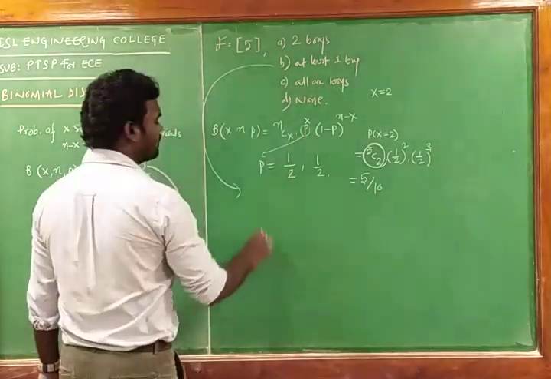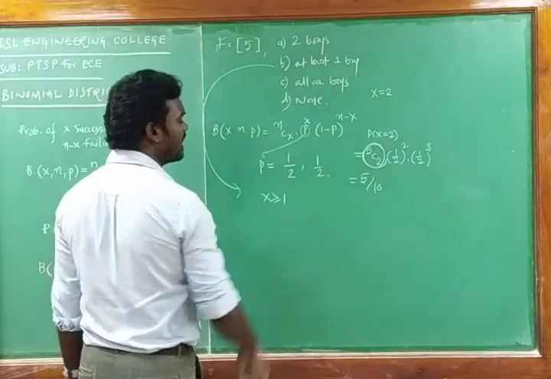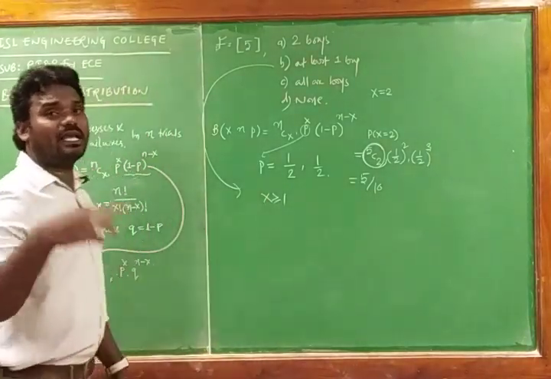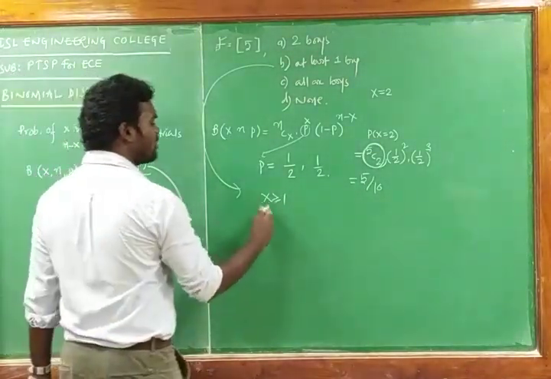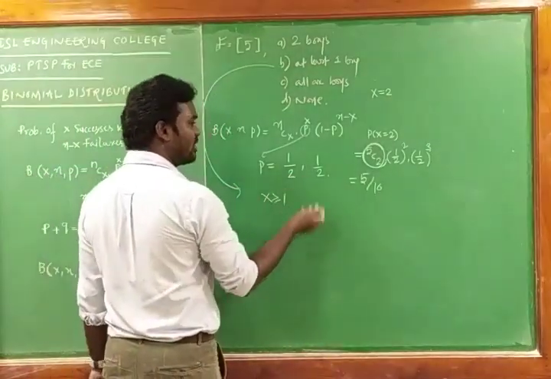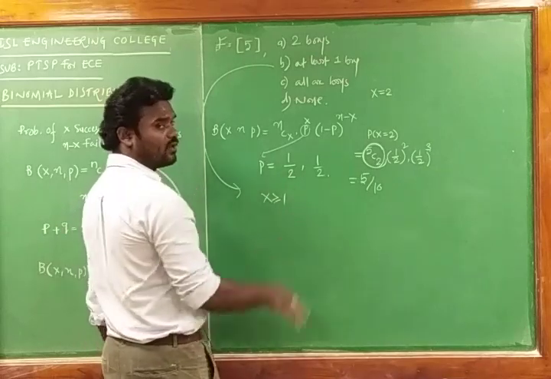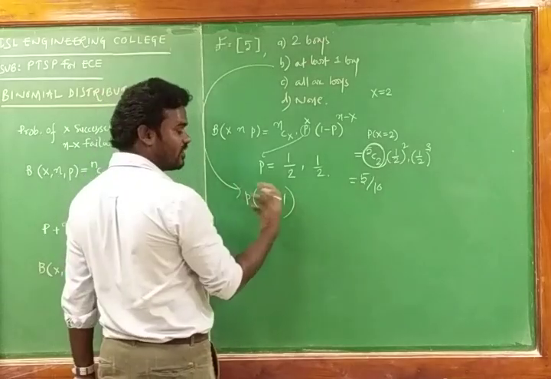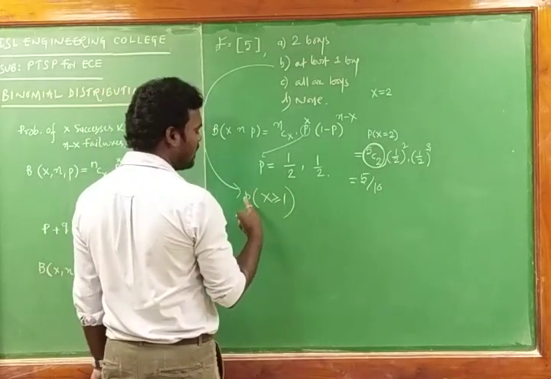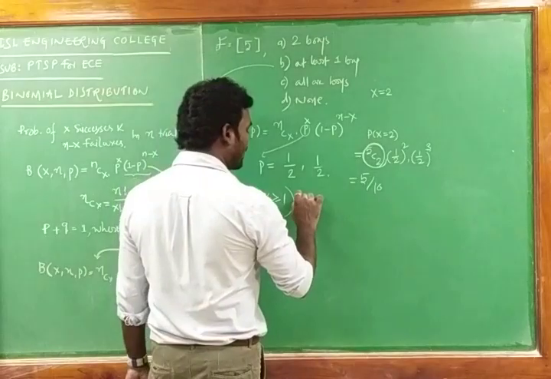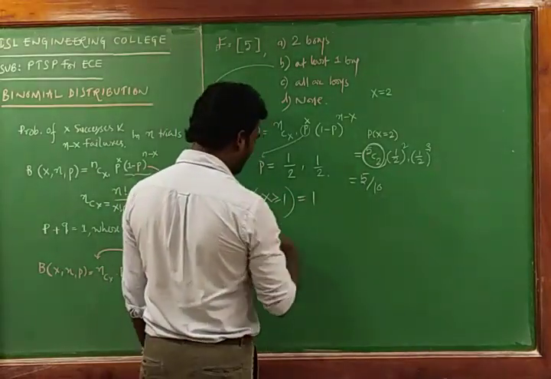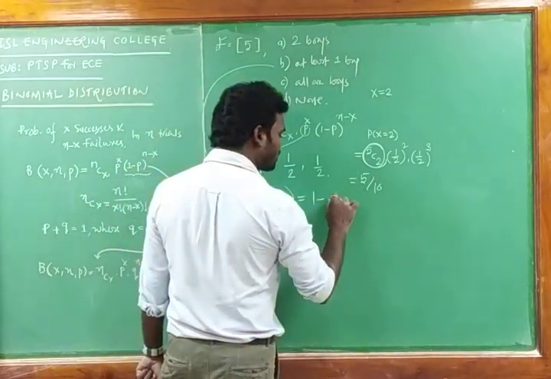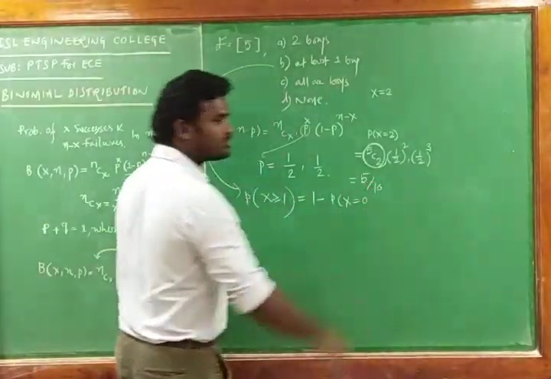Next one is about the probability of getting at least one boy. That means what? X is greater than or equal to 1. Probability of getting at least one boy. At least one boy means that maybe 1 boy, 2 boys, 3 boys, 4 boys, all 5 boys, and so the probability of x greater than or equal to 1 is, just now we did this one, equal to 1 minus probability of x equals 0.